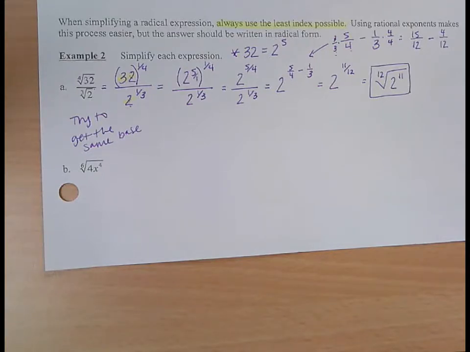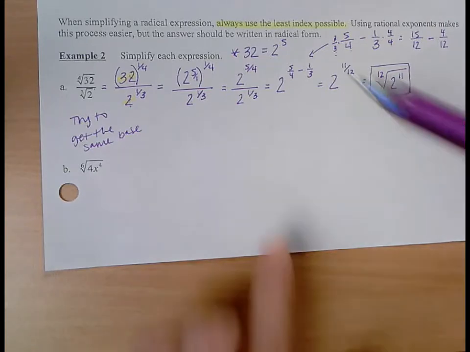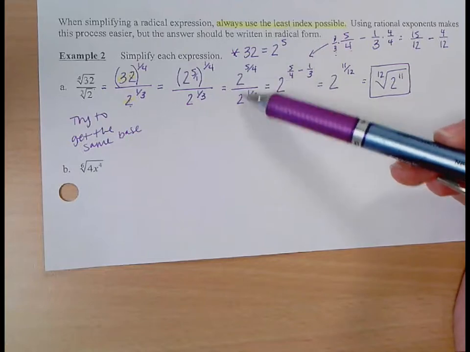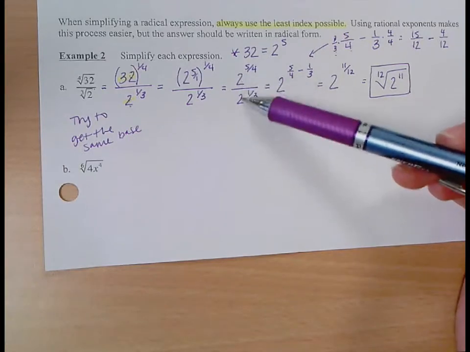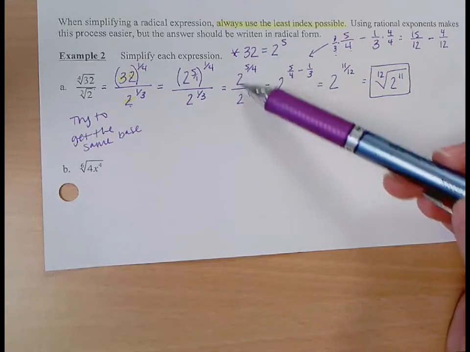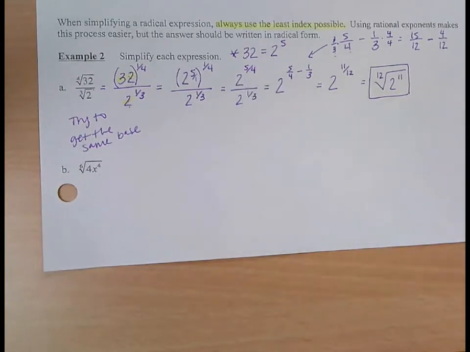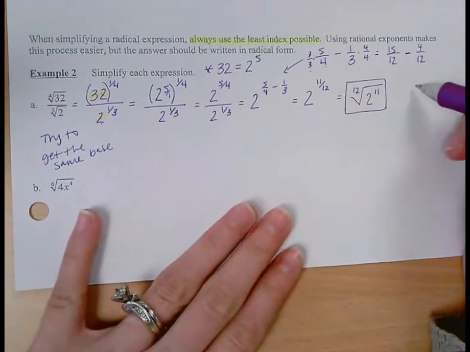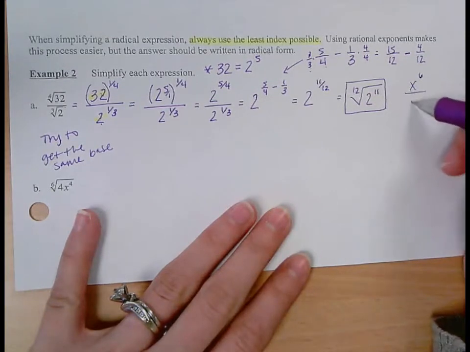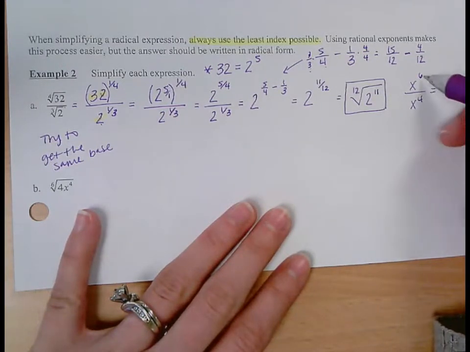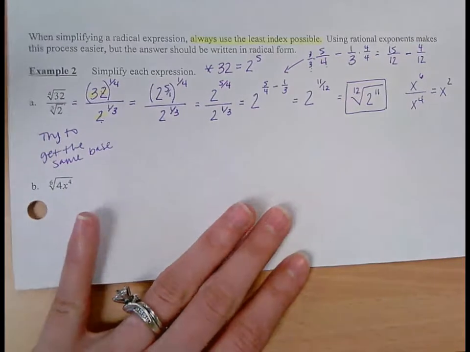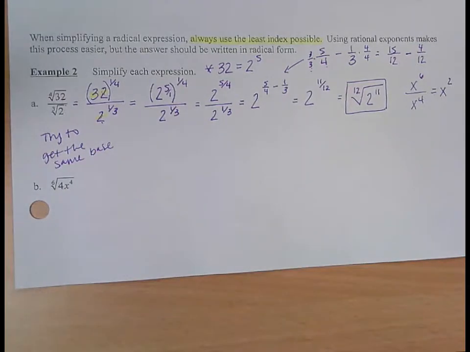Pardon? Because when you're dividing powers that have the same base, you subtract their exponents. So we're simplifying this to 1 power, not dividing the 2. So it would be the same as if I had, say, x to the 6th over x to the 4th. I can subtract these to just be x squared, but the x is still there. So the base stays, you're just subtracting the exponents.